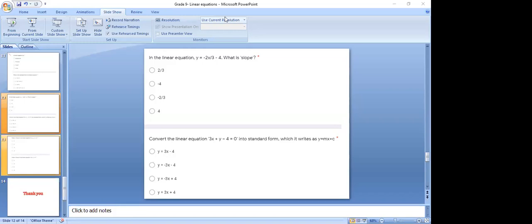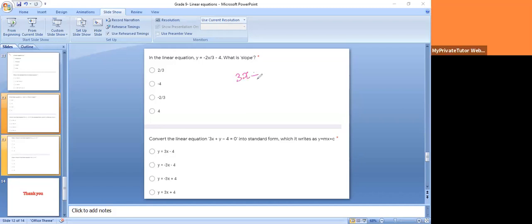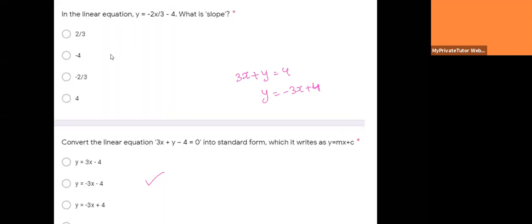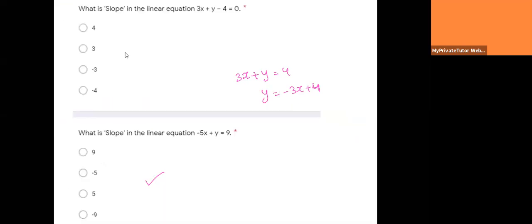So y is equal to 3x minus 4. Okay, so we have 3x plus y equals 4 first, and then y equals minus 3x plus 4. This is what you said, right? So the option C, it seems. Yeah, guys. The last two questions.